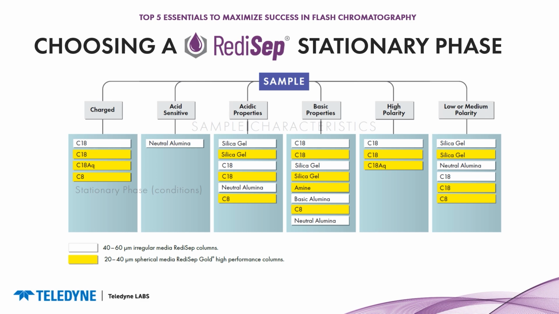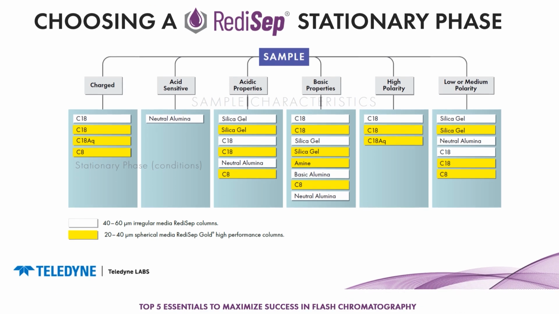So let's say you have a low polarity compound. Well, you might be looking at normal phase in that area. You might want to use silica gel. One thing I will note about this flowchart is the yellow blocks are our Ready Set Gold high performance columns. So these stationary phases are going to be spherical in shape instead of irregular, and they're also going to be a smaller diameter, so you're able to fit more into one column. So that leads us into our next slide.